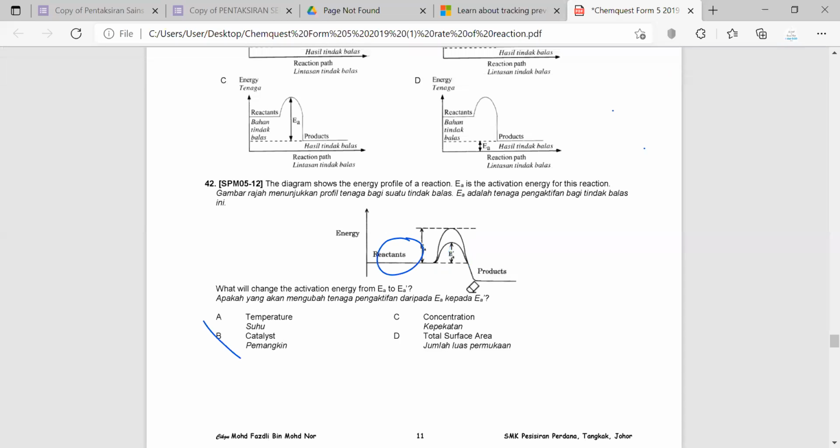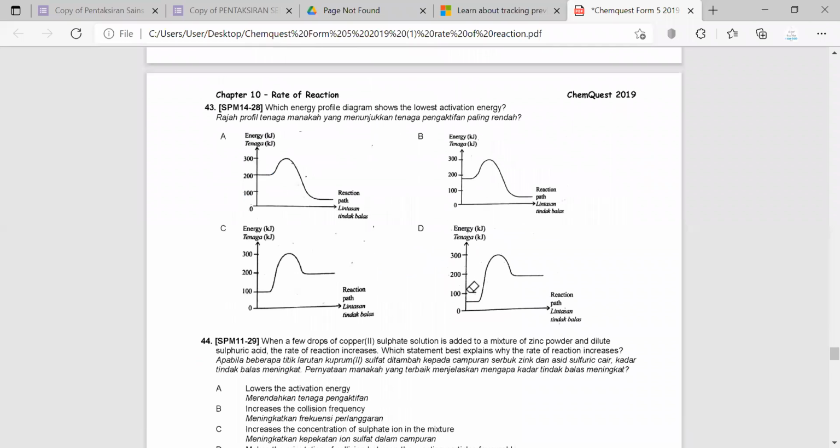My reactants here, if they collide and then they have energy, it must exceed this one. So if we have a catalyst, it lowers the activation energy. So more reactants can overcome the activation energy. Yeah, so this is catalyst. Okay, good job. Okay, 43.